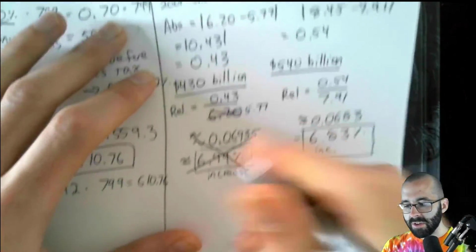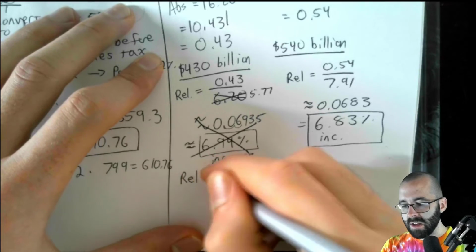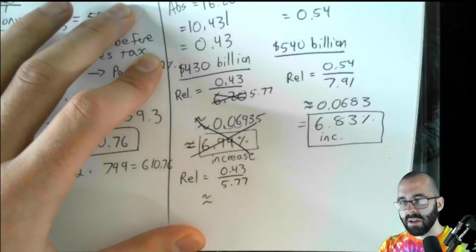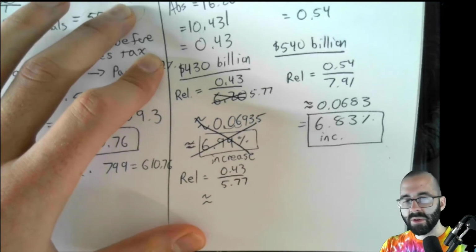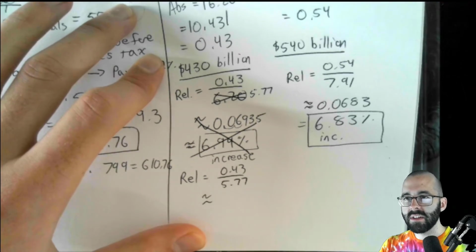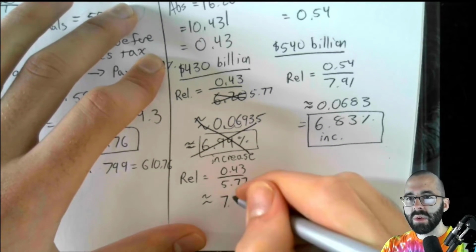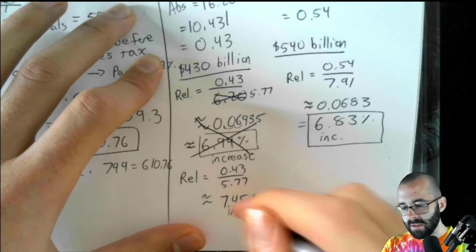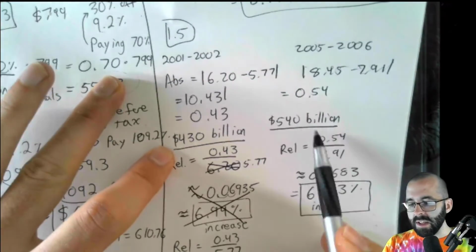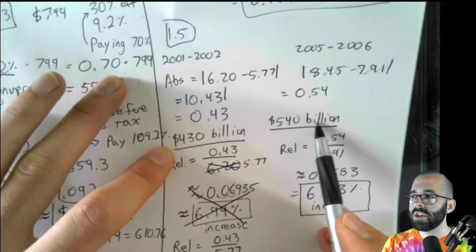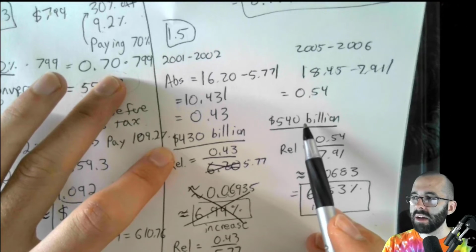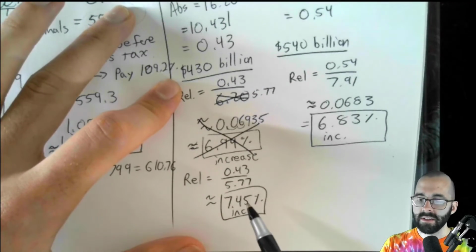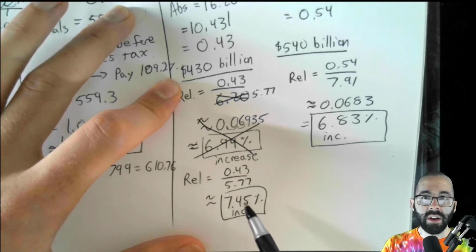All right, and then if we go over and fix our answer from the other one, the relative was 0.43 divided by 5.77, which you follow all the steps. 0.43 divided by 5.77 should have given you about a 7.45% increase. Okay. So even though the absolute change was bigger in 2005, the relative increase was bigger in 2001.